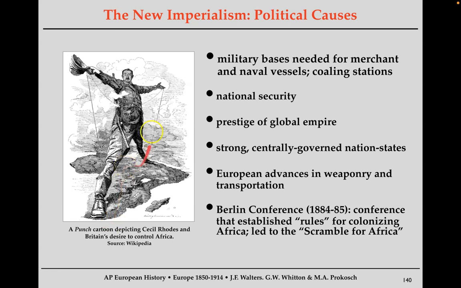Nonetheless, Cecil Rhodes was a mining tycoon in Britain. So he owned a bunch of diamond mines right about here in southern Africa. And he started a company called De Beers Diamond Mines that still exists today. They're actually still the largest diamond mine corporation in the world.